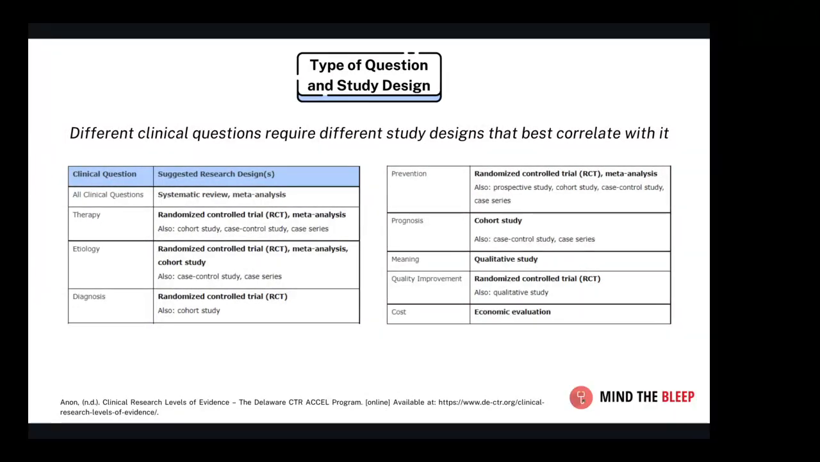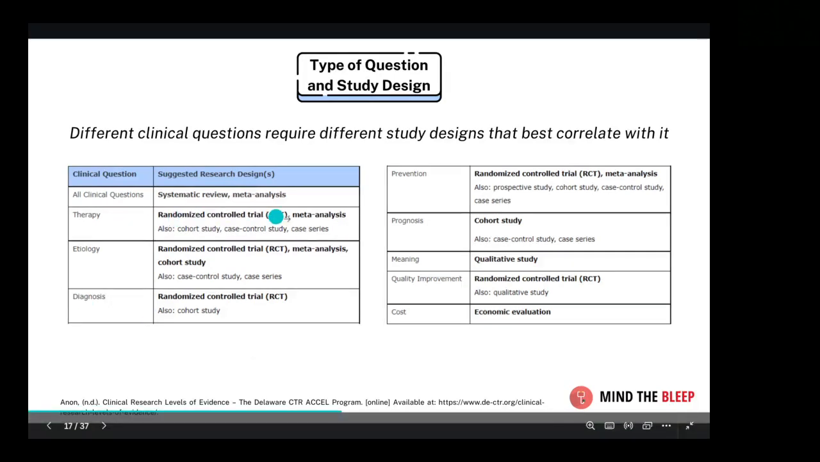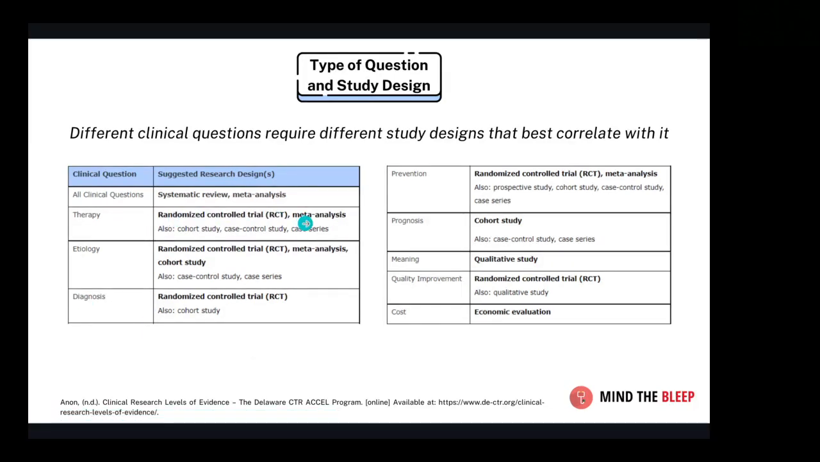Okay, so clinical questions can pertain to therapy, etiology, diagnosis, prevention, prognosis, meaning quality improvement costs. There's a lot of things that you can have clinical questions for. And for each one, there's an appropriate study or research design that's correlated with it. There can be more than one appropriate study design for a given clinical question. But as you can see here, the bolded ones are the ones that are usually the best for that given clinical question. And in your own research, you can look up tables like these, which can help guide you.